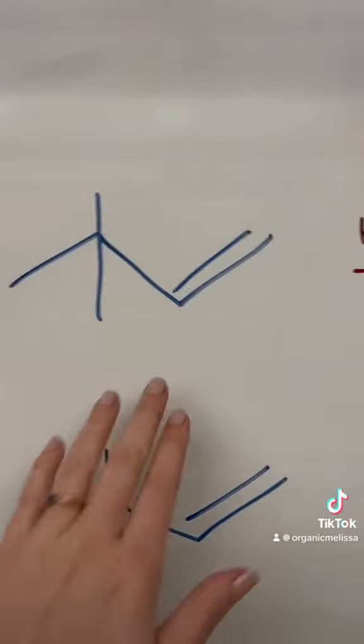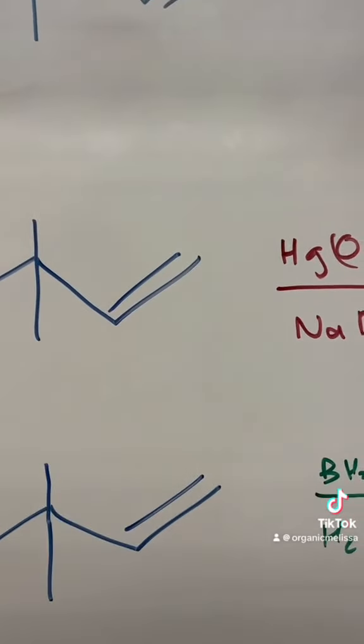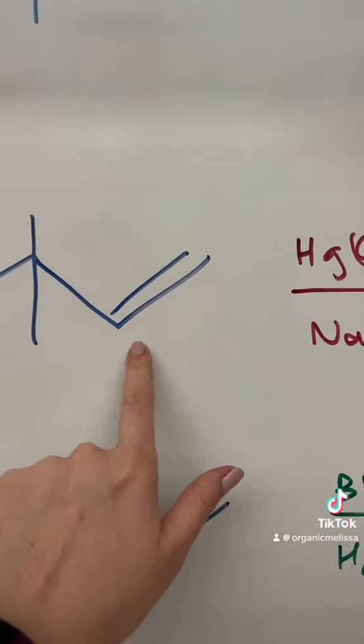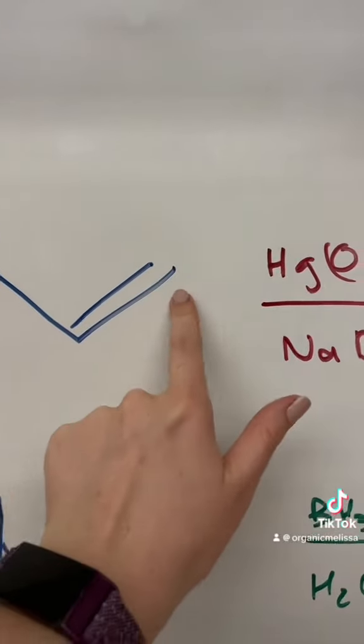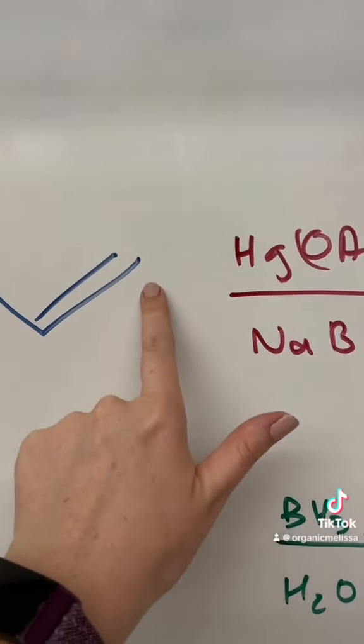Anti-Markovnikov's rule states that the alcohol is going to go to the less substituted side and the hydrogen is going to go to the more substituted side. Here's an example. On this alkene, if you're following Markovnikov's rule, the alcohol will add to the more substituted side and the hydrogen will add to the less substituted side.